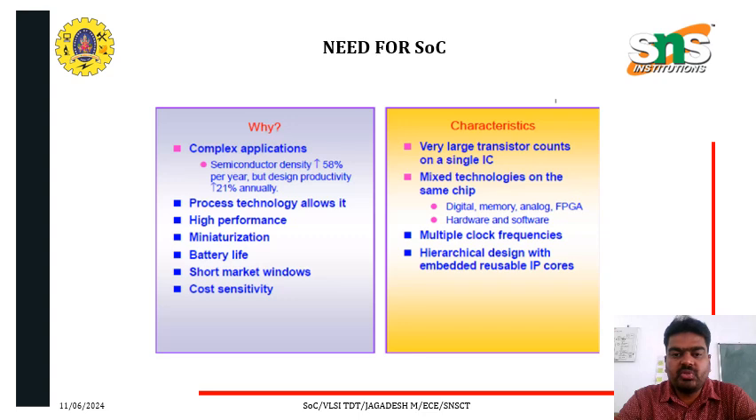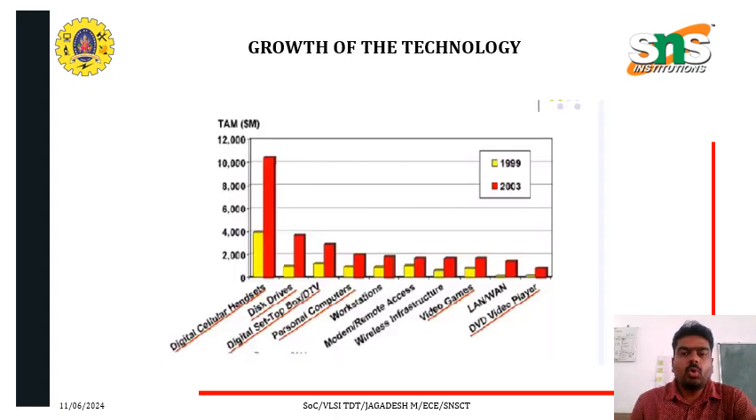The characteristics of SoC are a very large transistor count on a single IC, mixed technologies on the same chip, digital, memory, analog, FPGA, hardware and software, multiple clock frequencies, and hierarchical design with embedded reusable IP. Now the growth of the technology: from digital cellular handsets to DVD players, video players, LAN, WAN, video games, and wireless infrastructure. So there has been an abrupt growth in SoC designs that you can see.